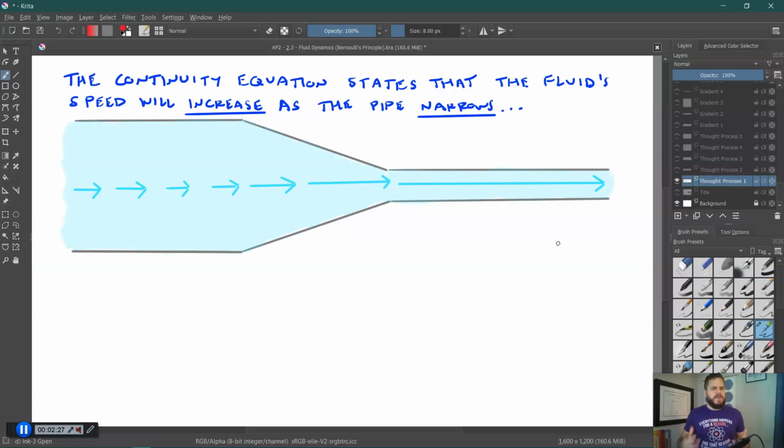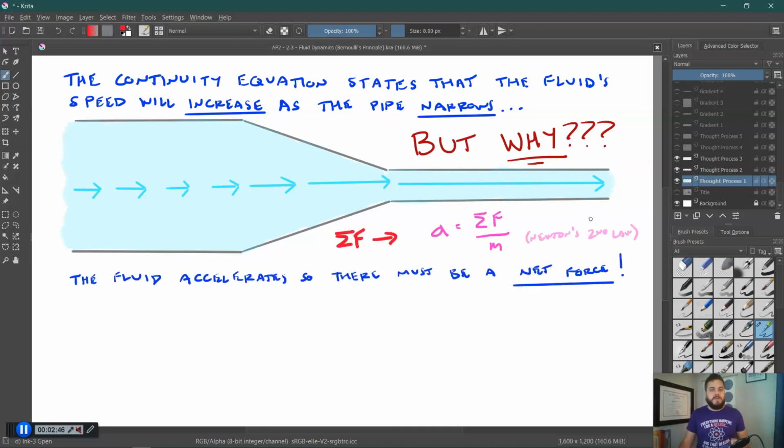So the continuity equation tells us that when we have a thick pipe like this and it narrows down, that fluid velocity is going to increase. It's going to be moving slowly and then it's going to speed up. But why exactly does this effect occur? Well, keep in mind, back from AP Physics 1, that if we have any sort of acceleration, that tells us we must have a net force. And specifically, the net force here must be going to the right because the acceleration is to the right as this fluid speeds up.